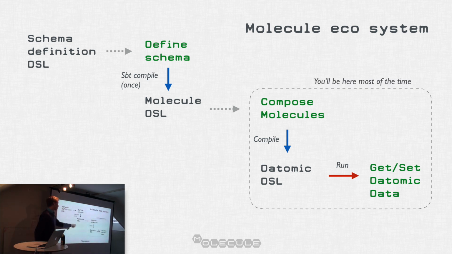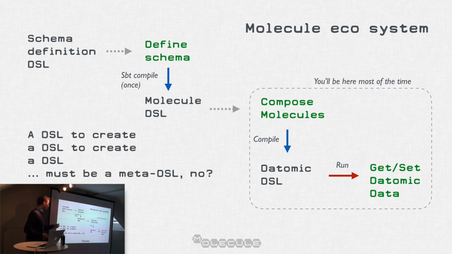So this is where you would be most of the time, because you would normally have defined your schema, and then you would start doing a lot of queries on and on and on. And then sometimes you would add an attribute or change the schema a little bit, or do a migration or stuff like that. And then you just recompile the project, and then you continue making queries over and over again. So I have a DSL to create a DSL to create a DSL. That must be a meta-DSL, right? So this is basically the ecosystem of Molecule.